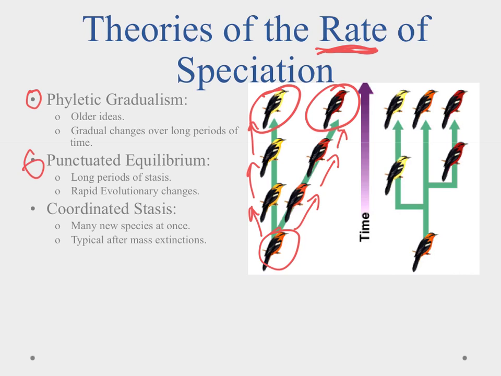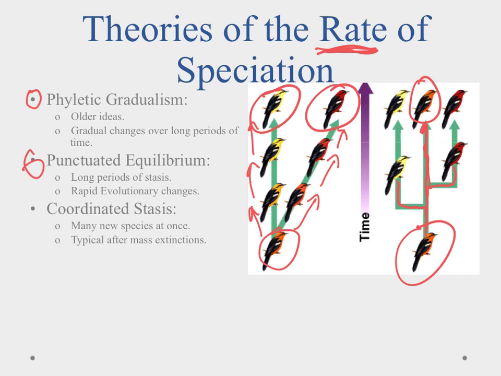Then we can have punctuated equilibrium, and punctuated equilibrium says that you have these long periods of time with nothing going on, and then you have a rapid evolutionary change. So right here you'd see a rapid evolutionary change. Right here you'd see a rapid evolutionary change. But this species here might still be the same species. It's just gone through periods of stasis, no changing.